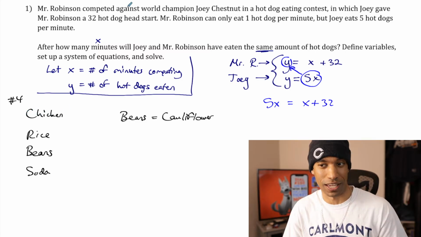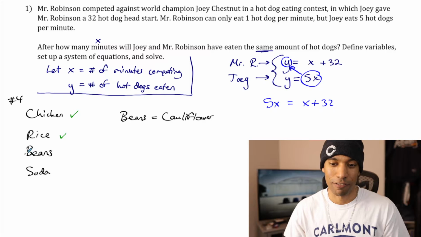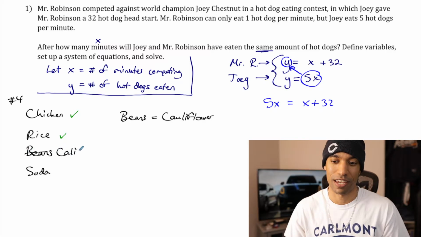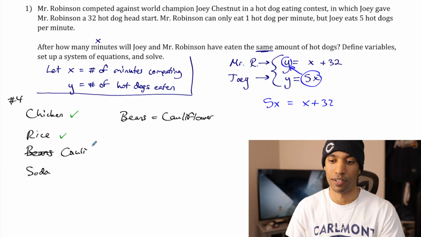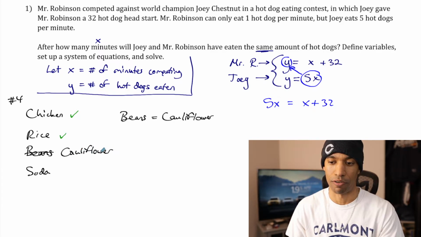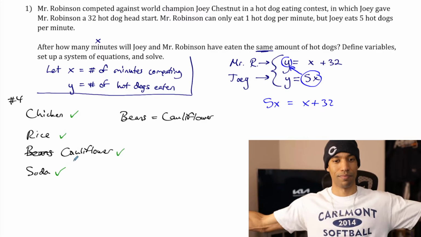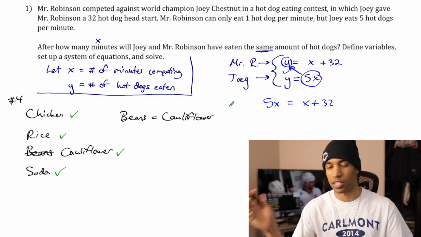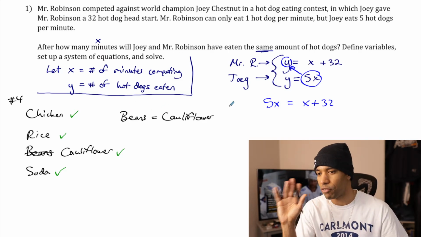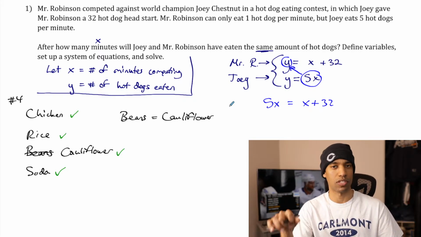It will have chicken, rice, cauliflower, if this is how you spell it, and soda. Why? Because I substituted that, because they were equivalent, price, cost, whatever it was. One substituted for the other, and everything else was the same.